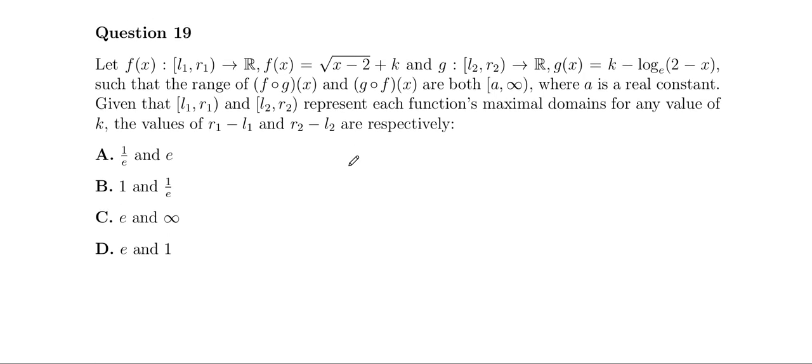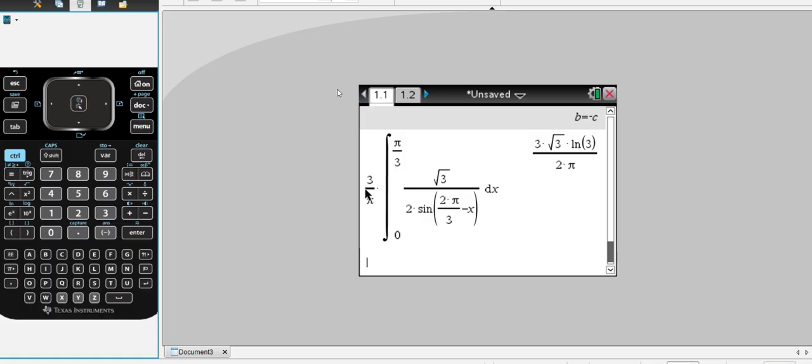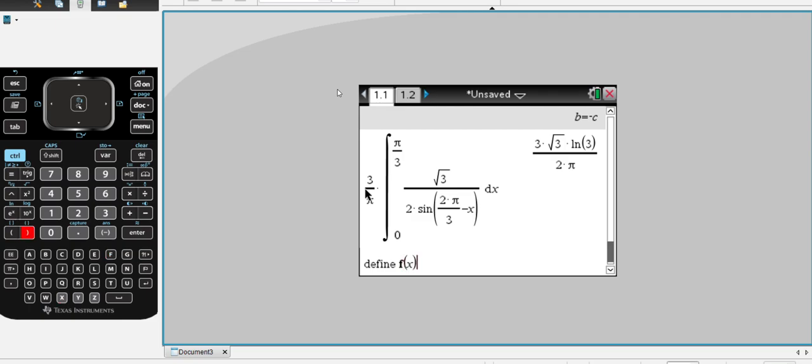All right, question 19. So we have two functions here, and the range of these two composite functions have to essentially be the same. For this question, I'm going to first define what we have here.